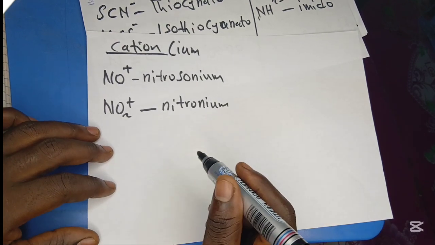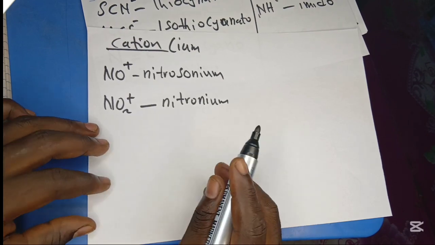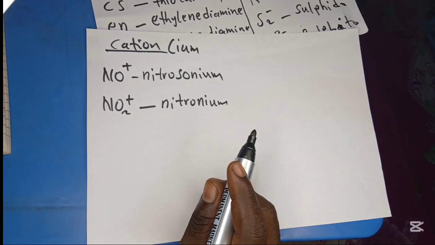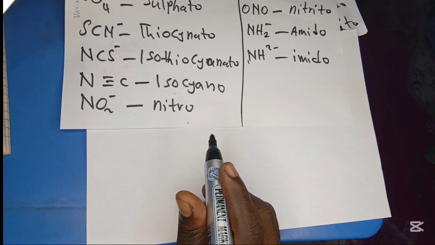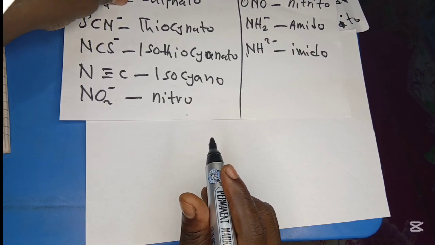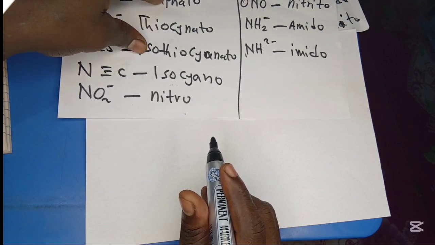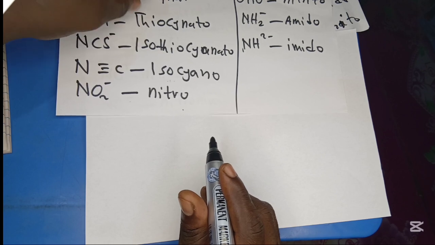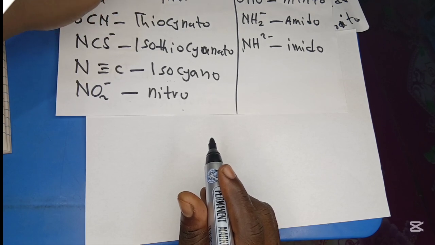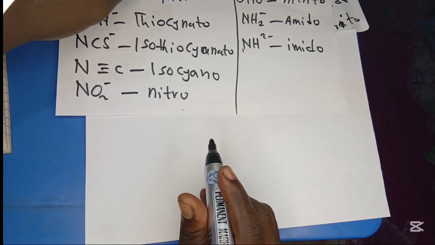So we'll end this video here. This is only for ligands and their names. In the next video, we got to know the types of ligands and how they are named. For instance, we're going to look at unidentate ligands, bidentate, ambidentate, and polydentate ligands.